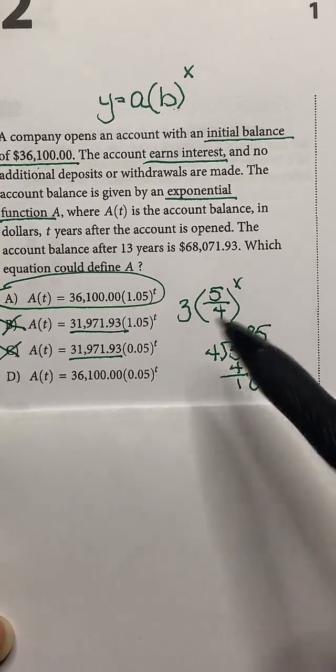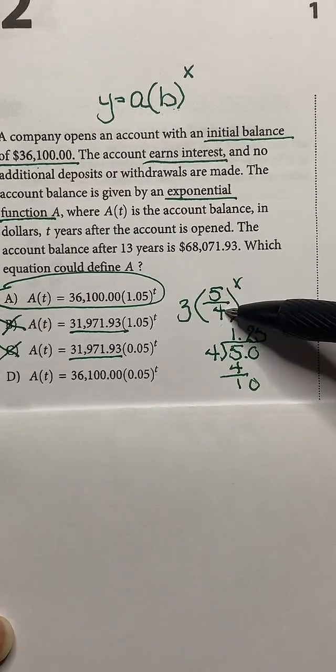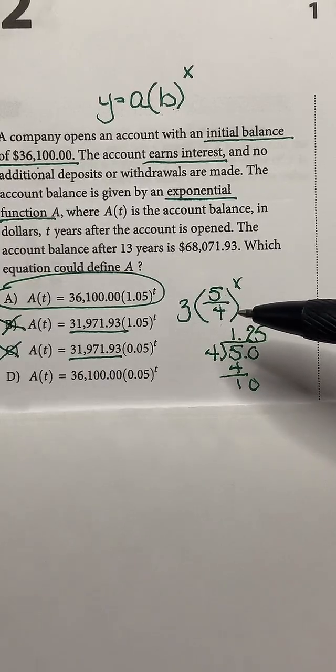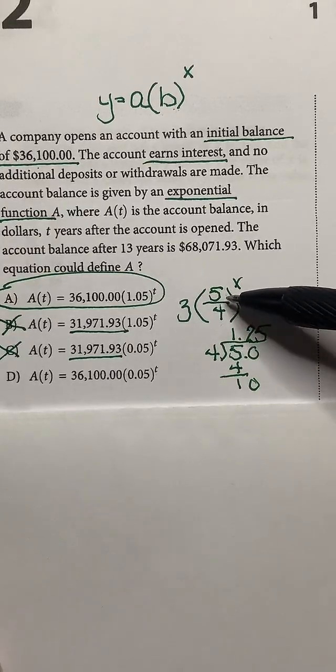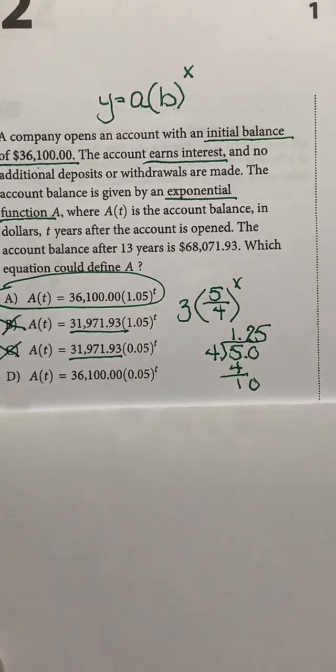So you want to take a look. Make sure it's a proper fraction. If it is inside the parenthesis, that means that will be a decay, like 1/4, 3/5. Okay, that will be decay. Anything that's an improper fraction, meaning your numerator is larger than your denominator, that's going to be a growth. All right.